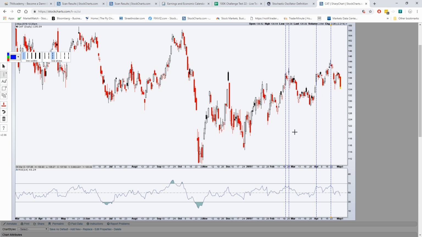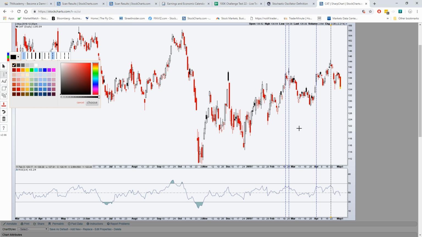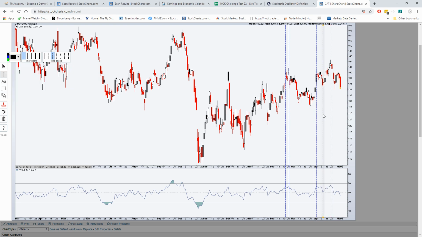But what about as it hits lows? Let me just make these lines a little different color here. Let's just make them black. Take a look at this low right here and where the RSI was. Now take a look at this low, which is the exact same price low from weeks prior, and look at where the RSI is.